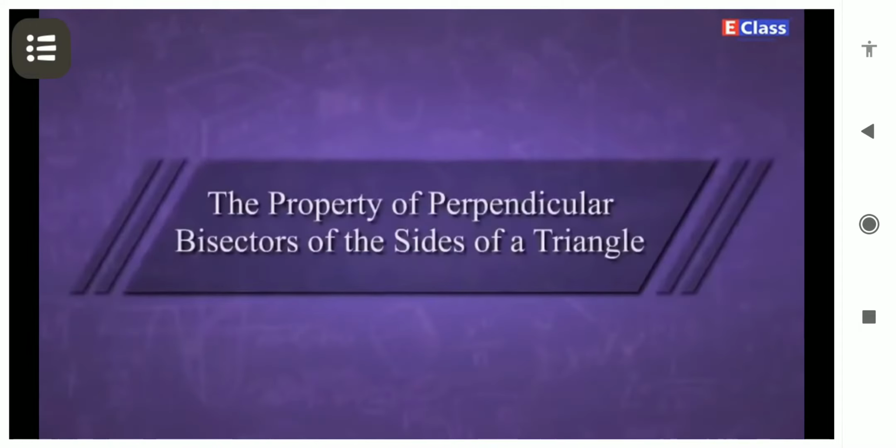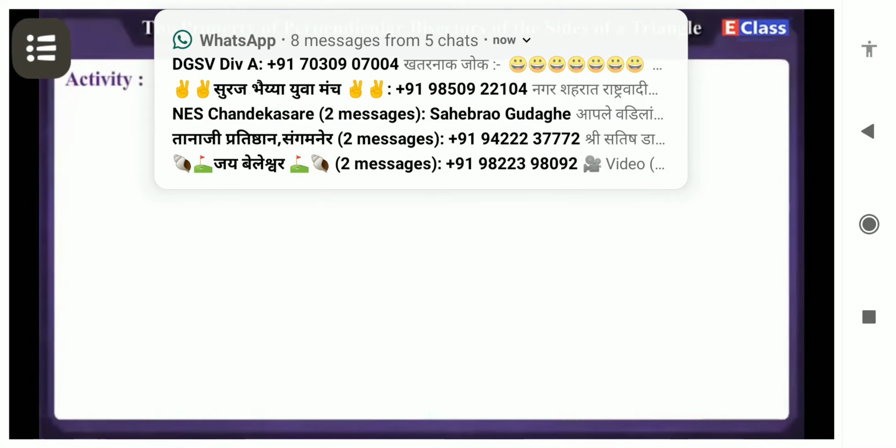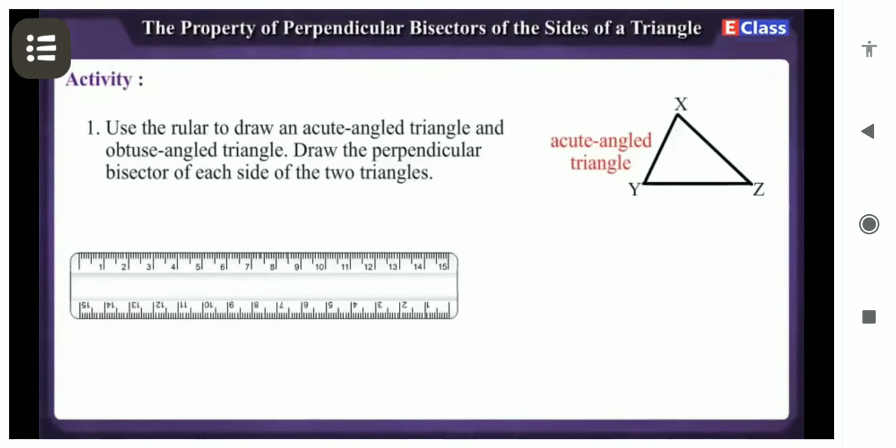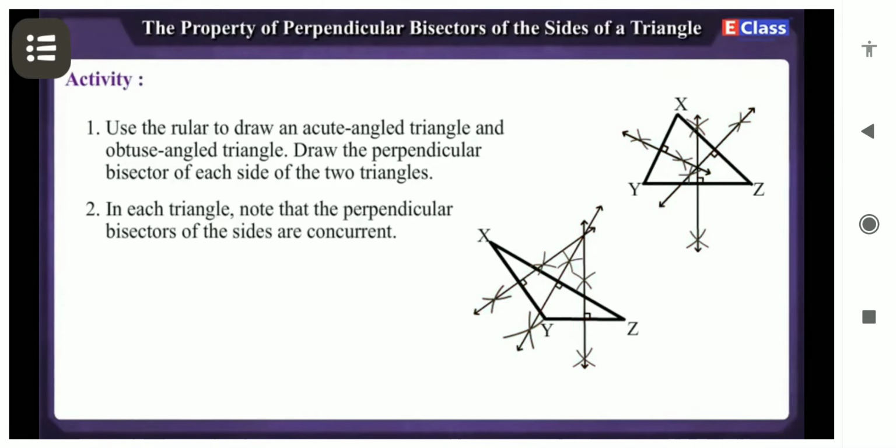The property of perpendicular bisectors of the sides of a triangle. Activity. 1. Use the ruler to draw an acute angled triangle and an obtuse angled triangle. Draw the perpendicular bisector of each side of the two triangles. 2. In each triangle, note that the perpendicular bisectors of the sides are concurrent.